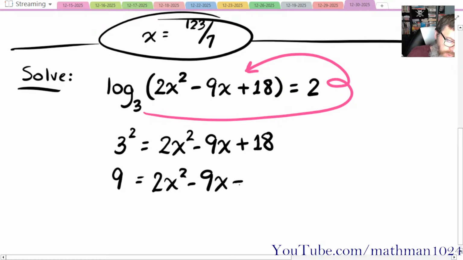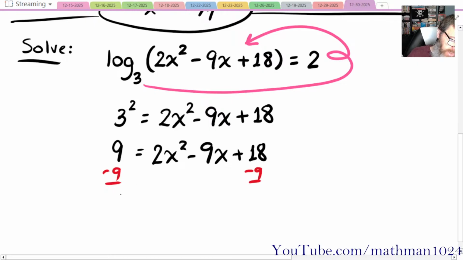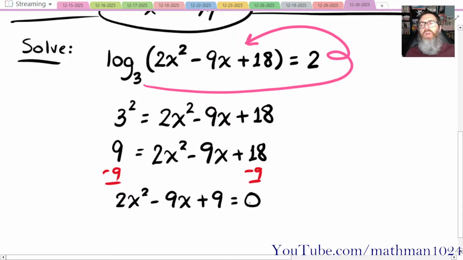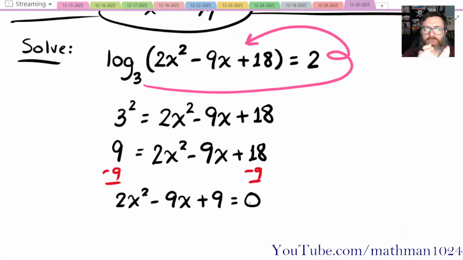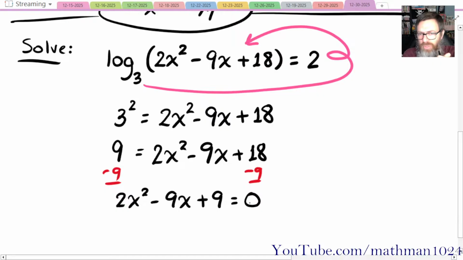And because this is quadratic, we want to make sure we get everybody to the same side. All right, so let's see, we have 2x squared minus 9x plus 9 is equal to 0. All right, so let's think about how we solve quadratic equations. The first thing we try to do is use the square root property, but we have x in 2 different terms, so the square root property doesn't work. The second thing we try to do is to factor.